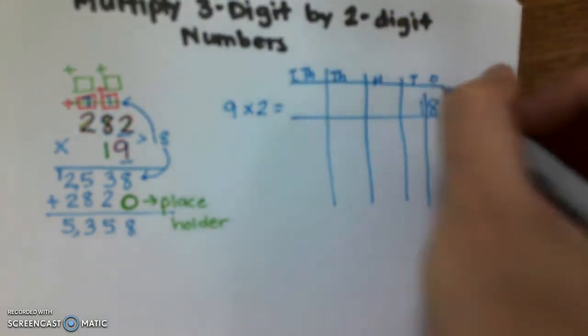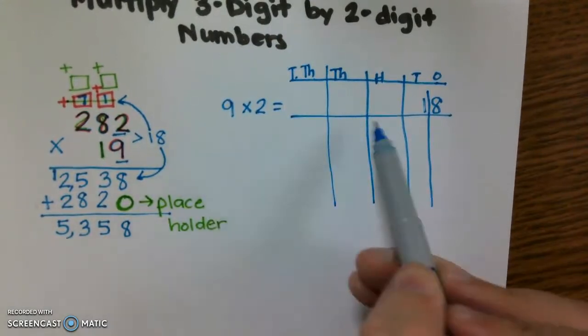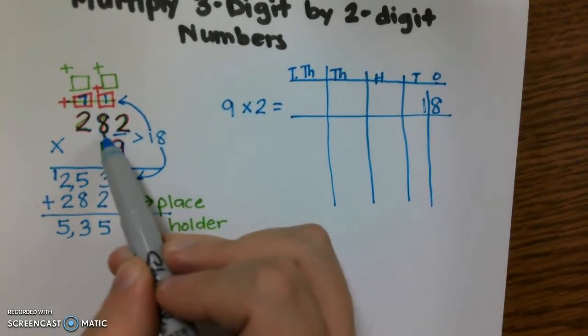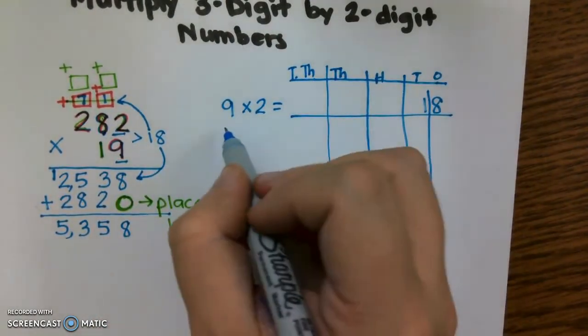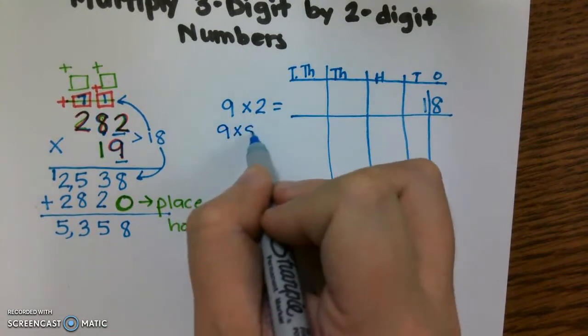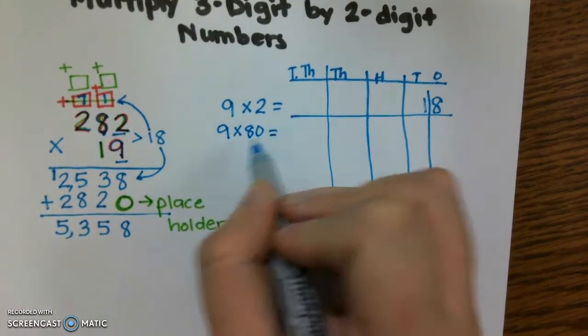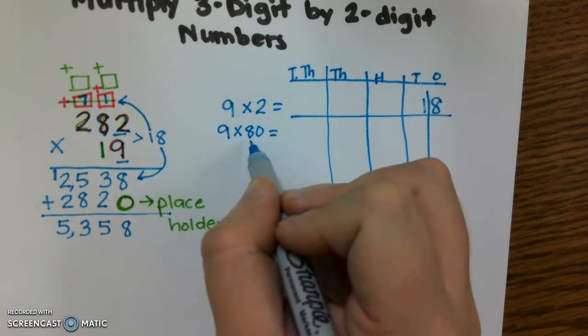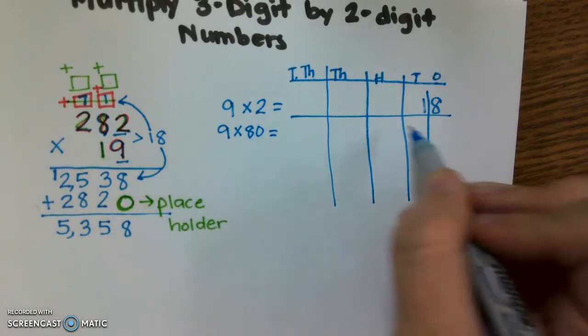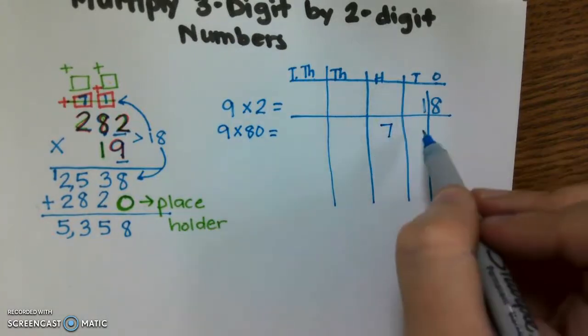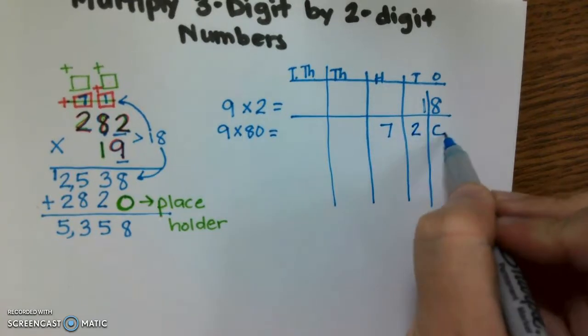So those are my places. All right, so 9 times 2. Now I can say 9 times 8, but the value of this 8 is 80. So 9 times 80. That's easy to multiply. 9 times 8 is 72. Plus the 0, that's 720. So 7 hundreds, 2 tens, 0 ones, 720.